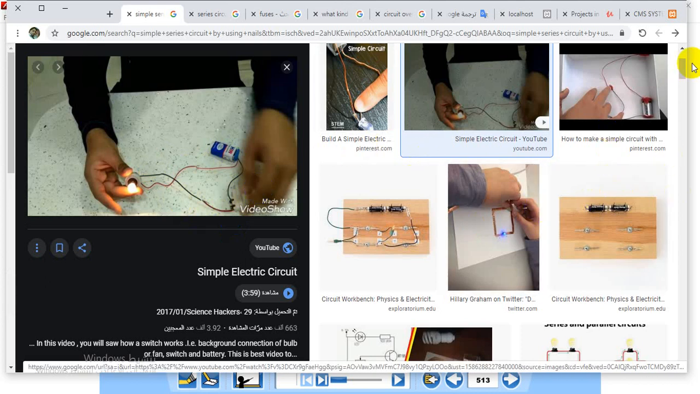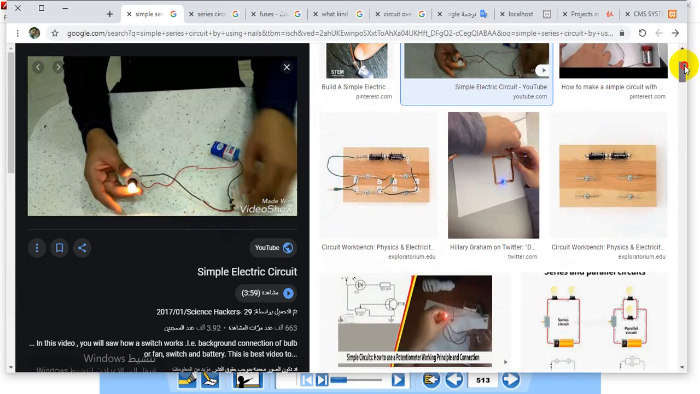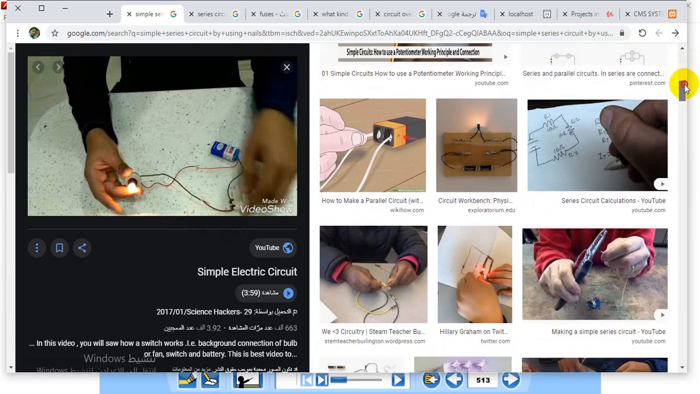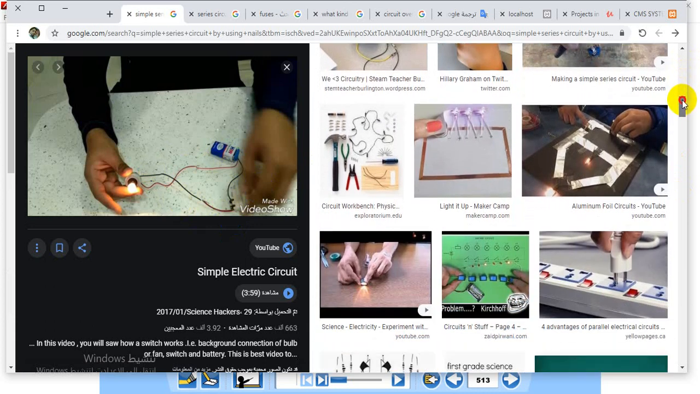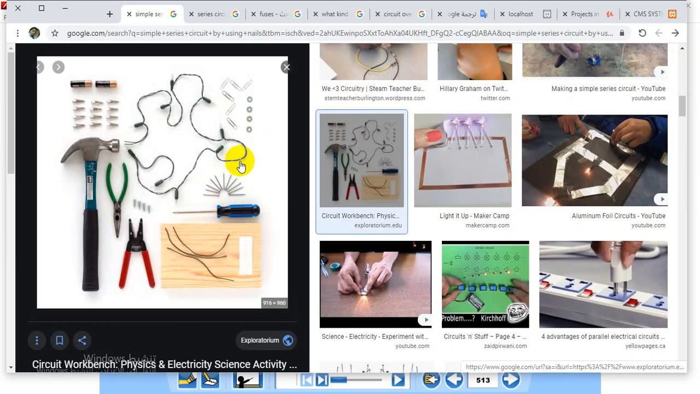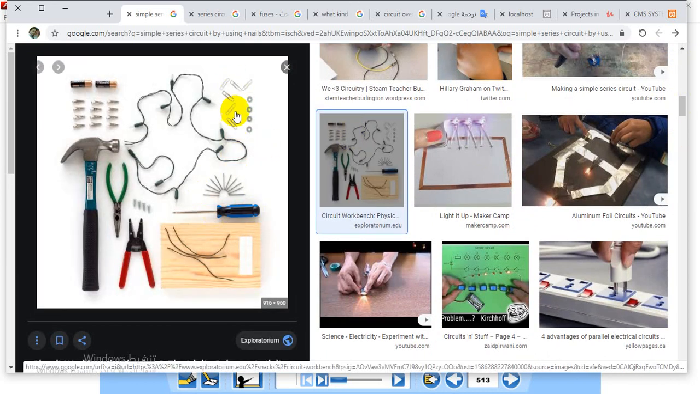And what else? Okay, so we can use some simple objects, like what also? Or by the paper clip. The paper clip is also used to make a circuit. Okay guys, but this one, by the way, is parallel. A parallel circuit is not a series circuit. But anyway, you can use nails and paper clips, and you can draw them.